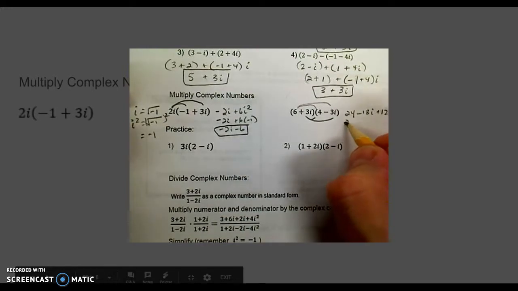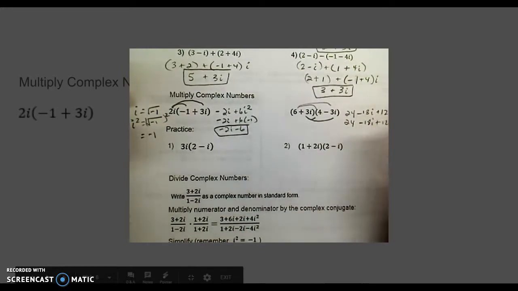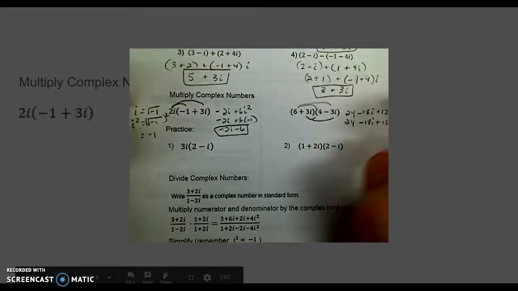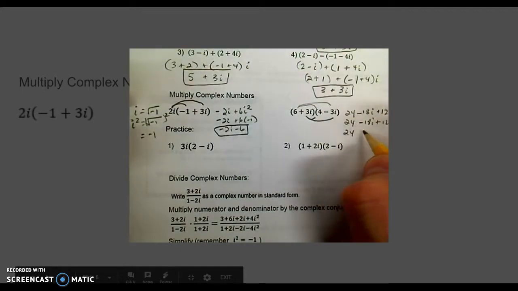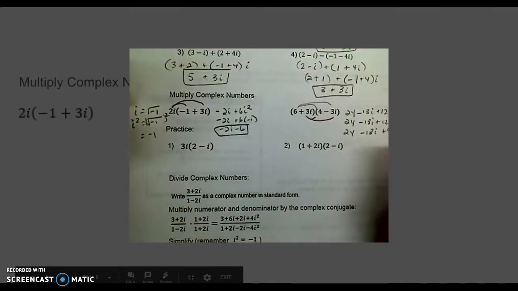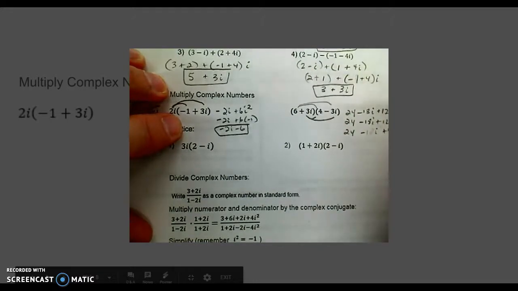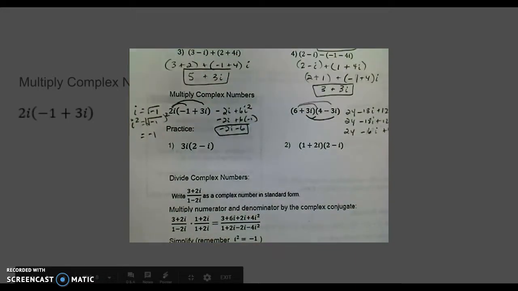So let's work on combining it. 24 minus 18i plus 12i minus 9 times negative 1. So now I have 24 minus 18i plus 12i plus 9. So that's 33 minus 6i. And there are a couple on there for you to practice as well.